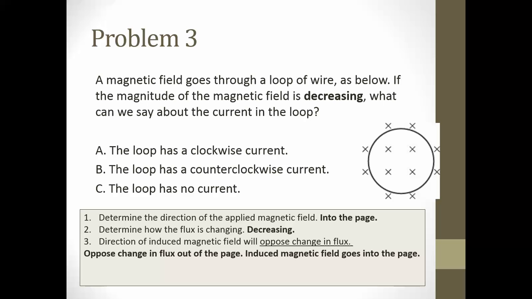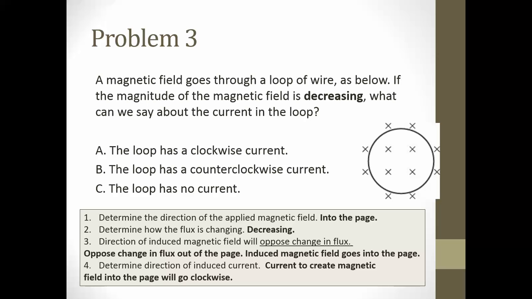The direction of the magnetic field to oppose a decreasing flux: our induced field is going to prevent it from decreasing, so that means our induced field has to go into the page also. It's going into the page to keep the overall flux from changing, because the flux was going into the page but getting less, so our induced one is also going to go into the page. So now we're going to use our right-hand rule. Which direction does the current go so that we create a magnetic field into the page? Our current is going to go clockwise to create a magnetic field going into the page.